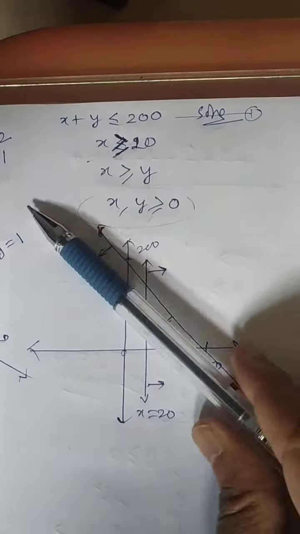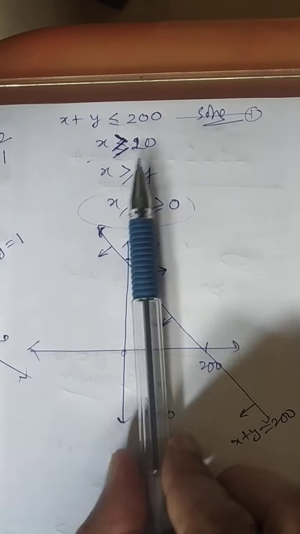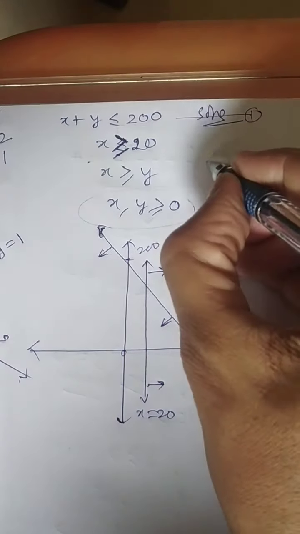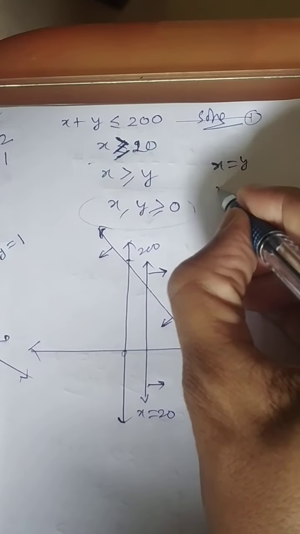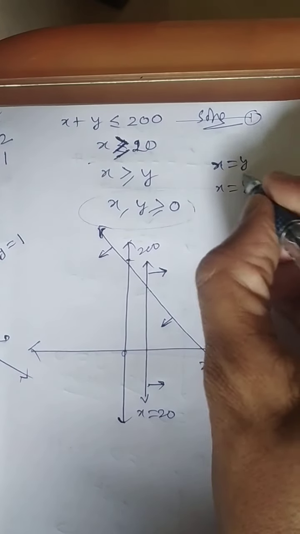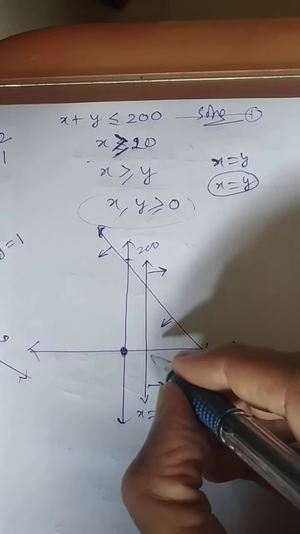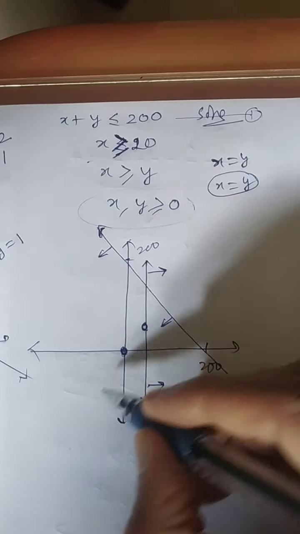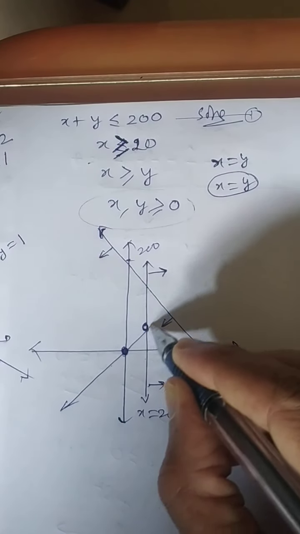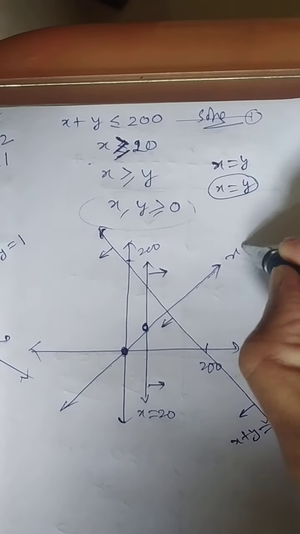Now, down of this one, right side of this one. Do not shade yet, because you have to consider one more equation. This equation is nothing but x is equal to y, which is a line passing through the origin: (0, 0), (20, 20), something like this. You will get a graph whose equation is x is equal to y.